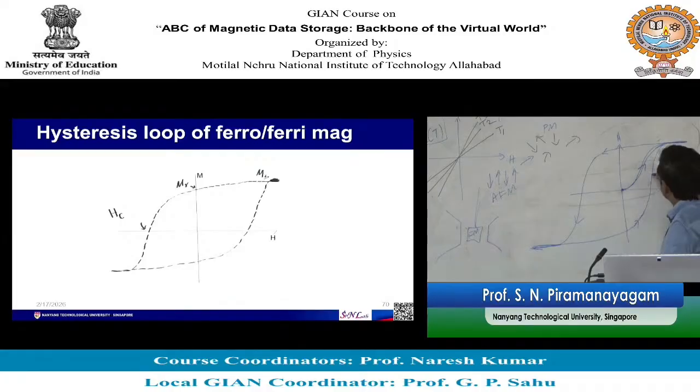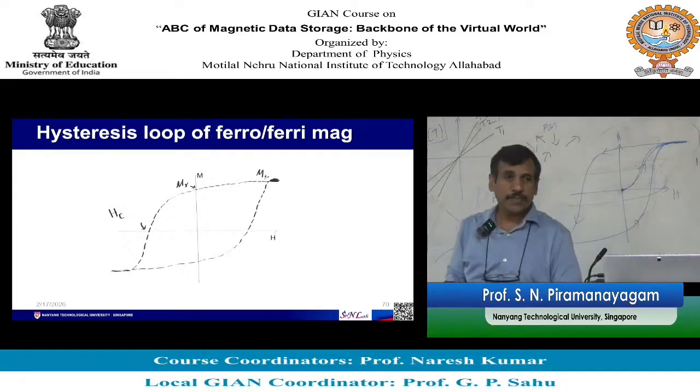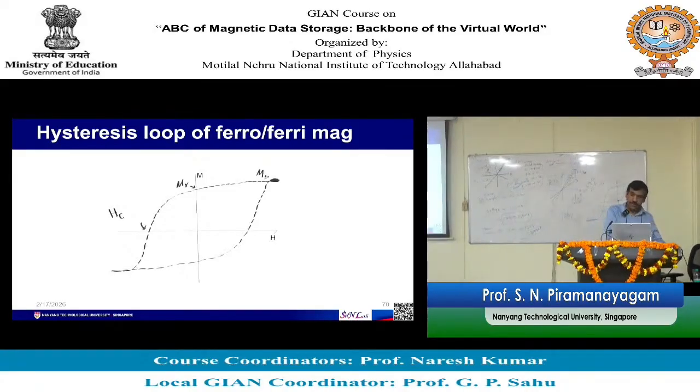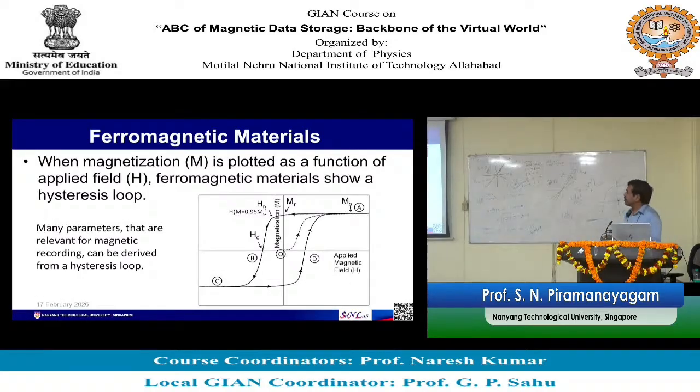Here again the magnetization will get saturated. So, instead of a straight line that we got in the case of para or diamagnetic material, we have a loop. This loop is called the hysteresis loop. From the hysteresis loop we can get many different parameters, and these parameters define what type of ferromagnetic material you have.